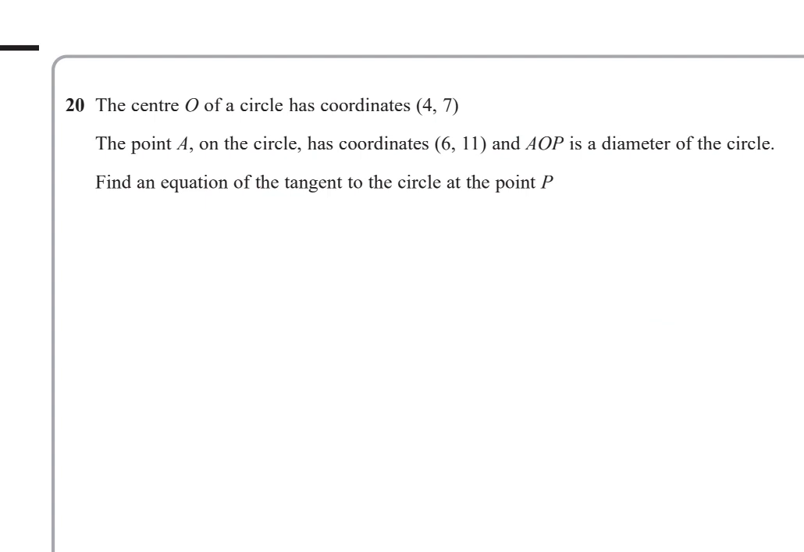Number 20, the center O of a circle has coordinates 4 and 7. The point A on the circle has coordinates 6 and 11. And AOB is the diameter of the circle. Find the equation of the tangent to the circle at the point B.